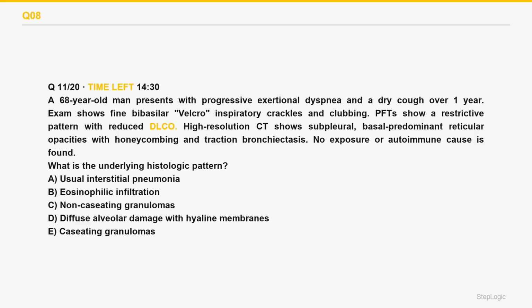What is the underlying histologic pattern? A 68-year-old man presents with progressive exertional dyspnea and a dry cough over 1 year. Exam shows fine bibasilar Velcro inspiratory crackles and clubbing. PFTs show a restricted pattern with reduced DLCO. High-resolution CT shows subpleural, basal-predominant reticular opacities with honeycombing and traction bronchiectasis. No exposure or autoimmune cause is found.